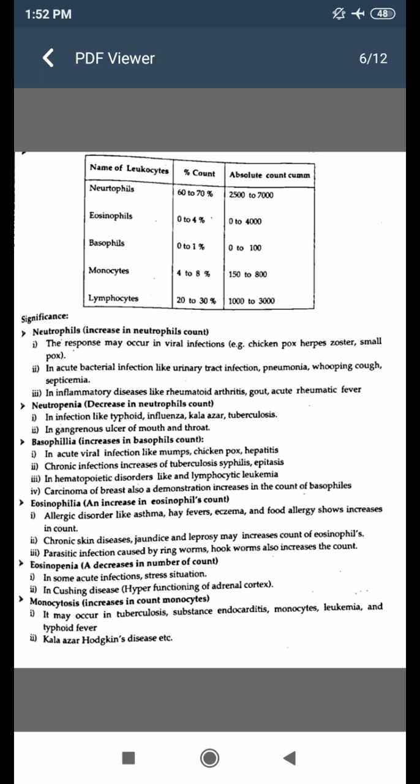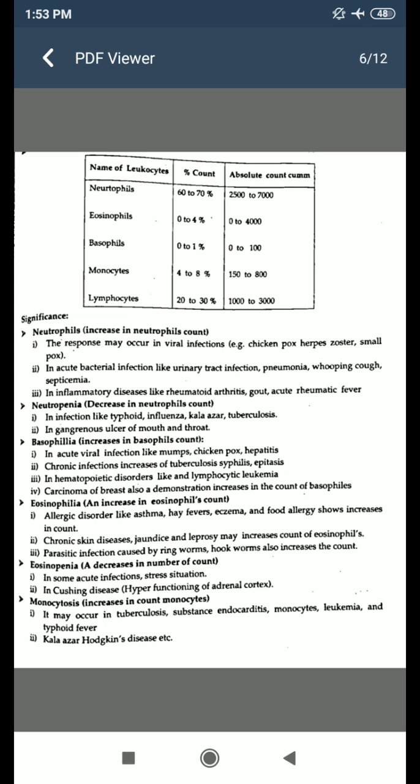Then the significance of the WBCs is, first, neutrophils. An increase in the neutrophil count, the response may occur in viral infections, for example chickenpox, herpes zoster, and smallpox. Then in acute bacterial infections like urinary tract infection, pneumonia, whooping cough, and septicemia. Then in inflammatory diseases like rheumatoid arthritis, gout, and acute rheumatic fever.